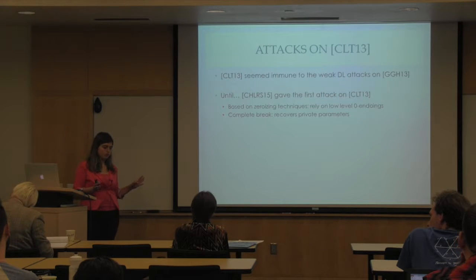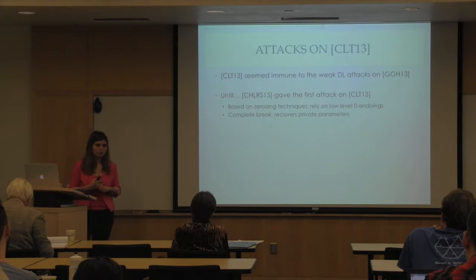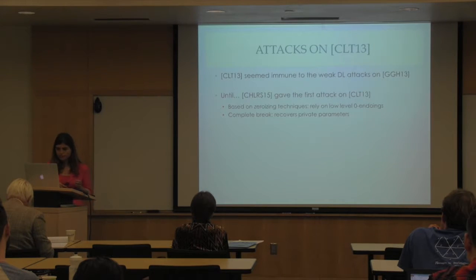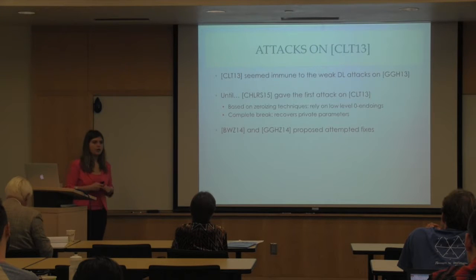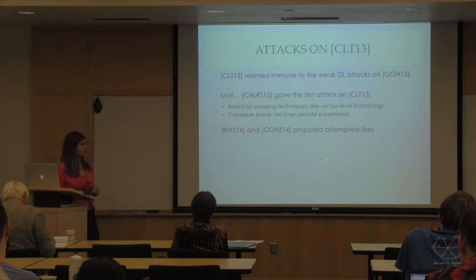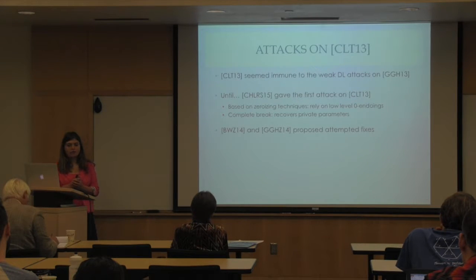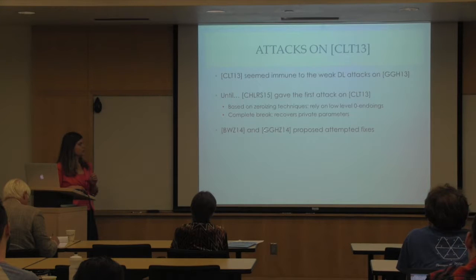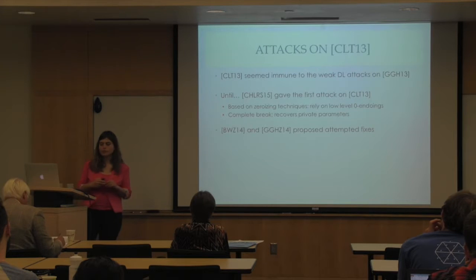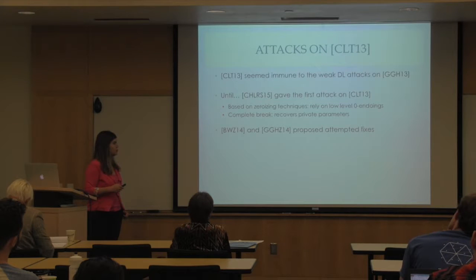Basically, with this attack, which we will see over the next slides, you could recover the private parameters for the encoding scheme, and that was it. So immediately after, this attack appeared at Eurocrypt, so this is the year of publication, and actually it was only 10 months earlier. That's why these proposed fixes have earlier dates. So Boneh, Wu, and Zimmerman, and then Garg, Gentry, Halevi, and Zhandry proposed some attempted fixes for the scheme that were aiming to avoid the attacks of Cheon et al.